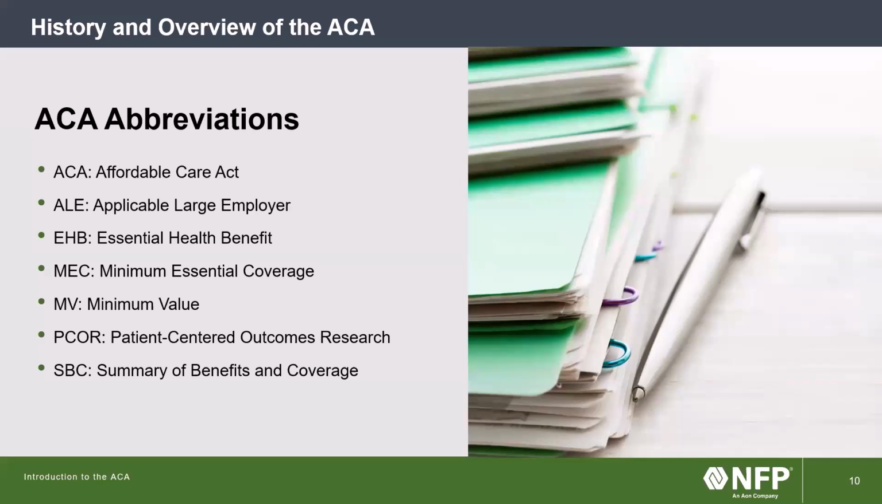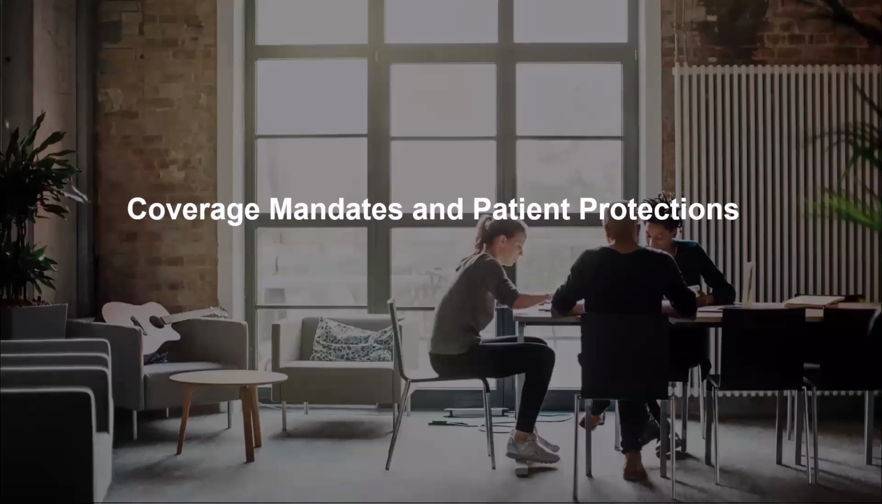The first, of course, is the ACA, which is the Affordable Care Act. ALE stands for Applicable Large Employer. When we talk about an EHB, we're talking about an essential health benefit. MEC stands for Minimum Essential Coverage. MV stands for Minimum Value. PCOR is the Patient-Centered Outcomes Research Institute. And then finally, SBC means the Summary of Benefits and Coverage. Each of these we will touch on throughout the remainder of our presentation. Just wanted to give you a heads up of what these abbreviations stand for. So at this point, I will give this back over to Kelly to talk about coverage mandates and patient protections.